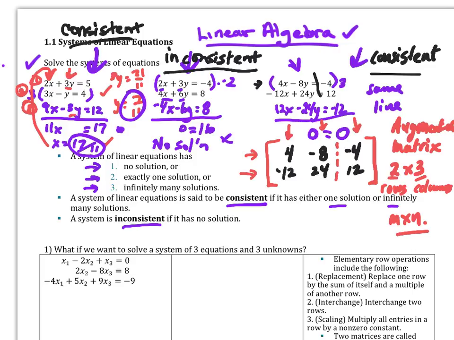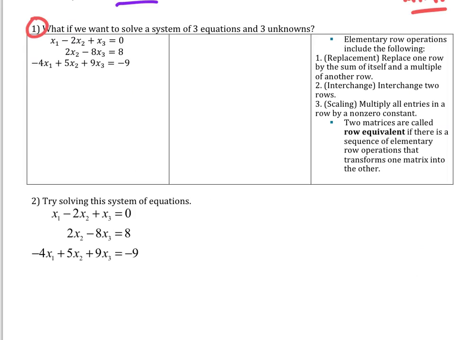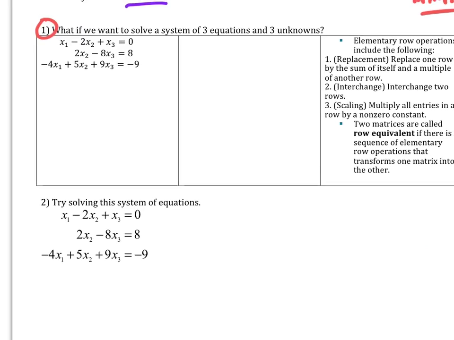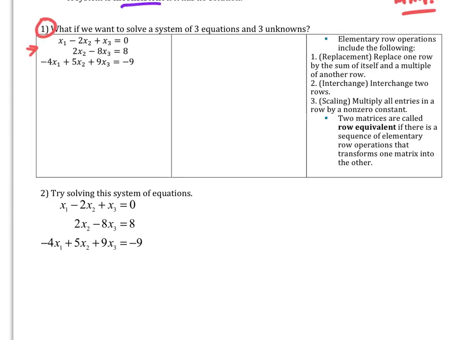Okay, what if we want to solve now a system of three equations and three unknowns? Let's get into that and use a matrix to do that. So here we go. We've got this system of equations, three equations, three unknowns. And instead of x, y, z, we went x1, x2, x3. Why is that? Because we might go to x4, we might go to x5. We want to expand this out to many dimensions, and so we just use subscripts instead of using different letter variables.